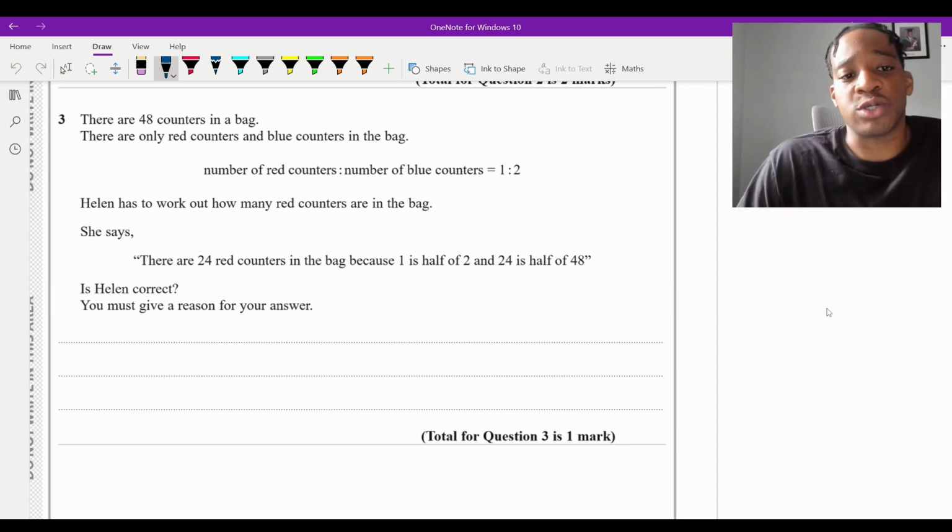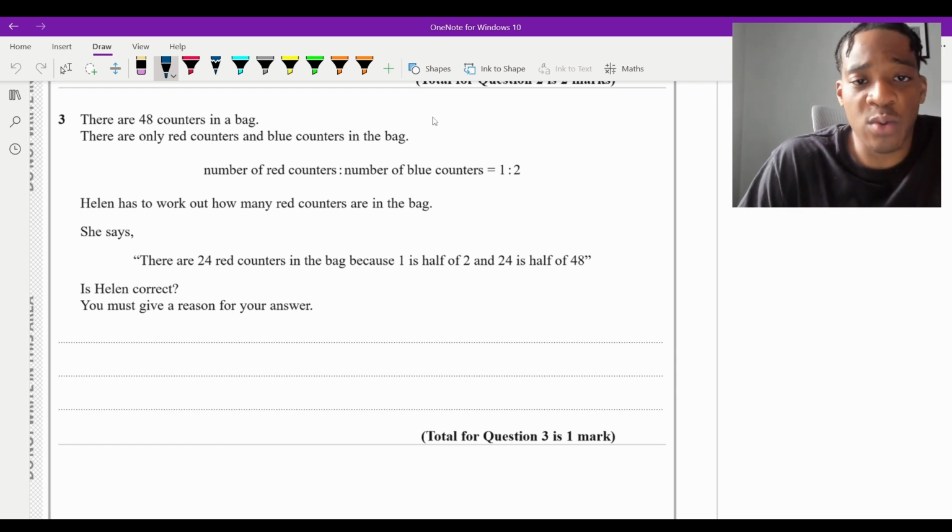What I would do with this type of question is essentially just work it out and see if it's the exact same as what she's saying. So how do we work out ratios? Well, I'm going to write here, we've got R to B. We know it's in the ratio 1 to 2. And there are 48 counters in total. So what we can do is add these 2 parts together, 1 plus 2. This gives us 3 parts.